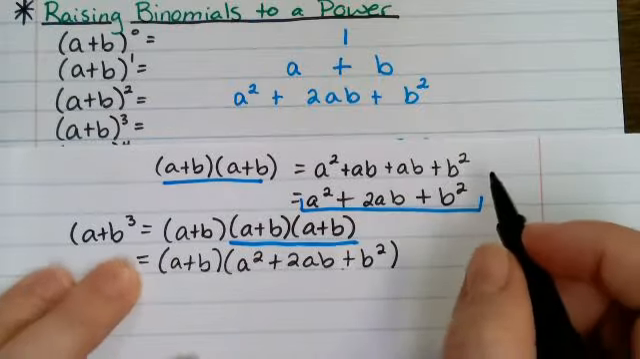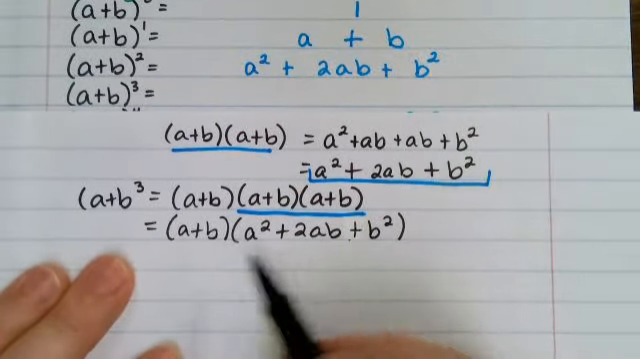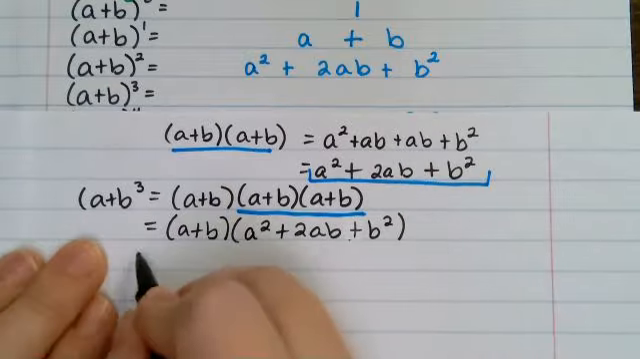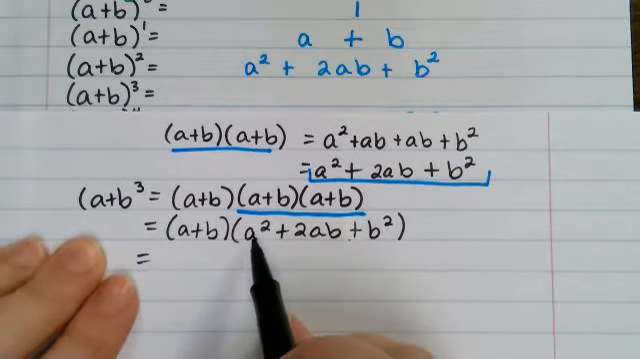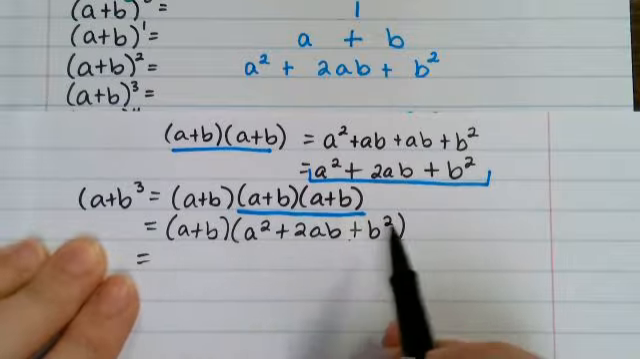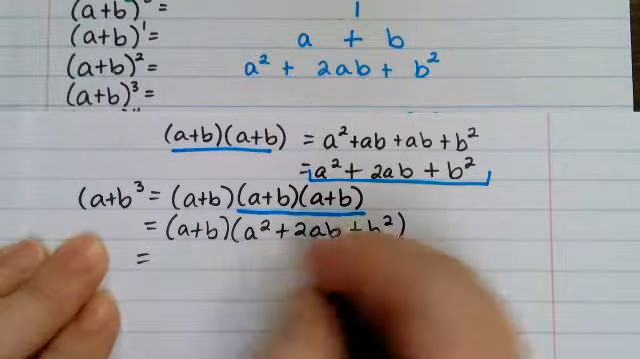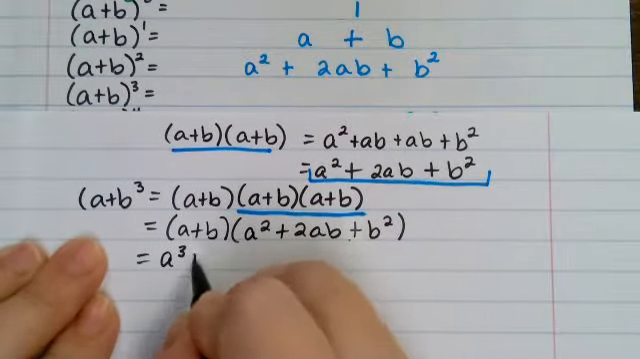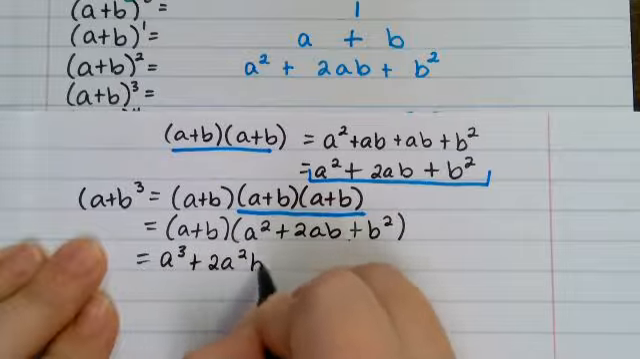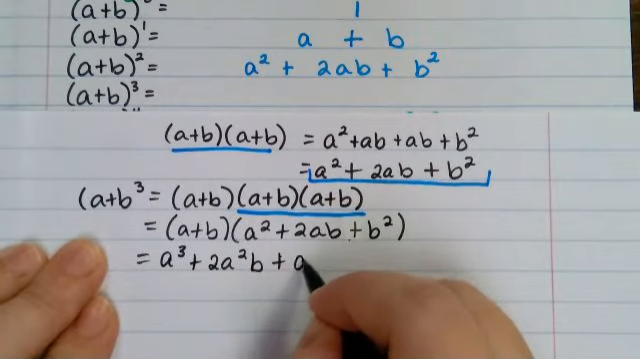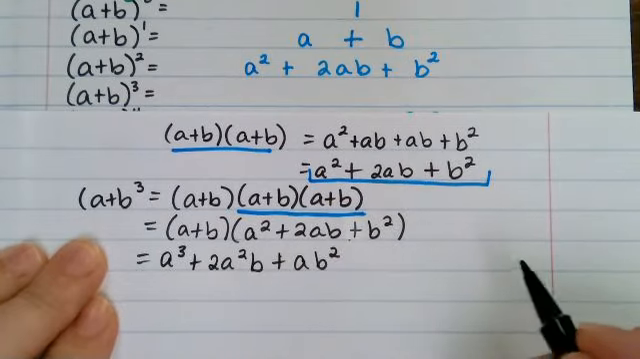Okay. So to actually cube it, we're going to take that piece and FOIL this through. We're going to take a times that first term. You're just distributing a through the whole thing and then distributing b through the whole thing. So a times a squared, a cubed. A times 2ab, plus 2a squared b. A times b squared, ab squared.